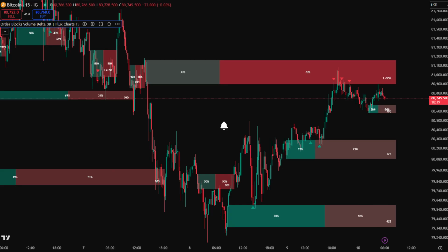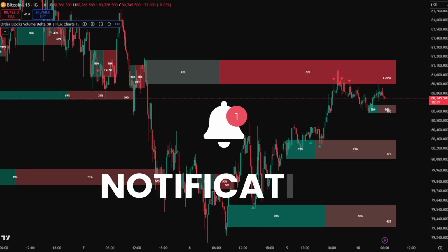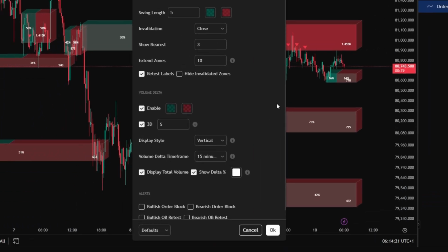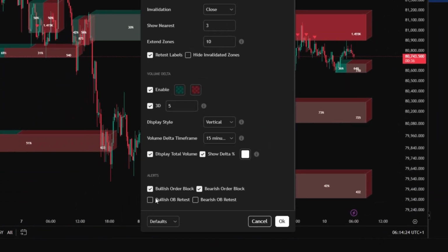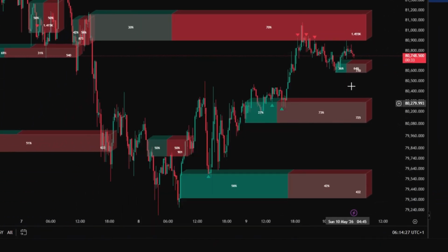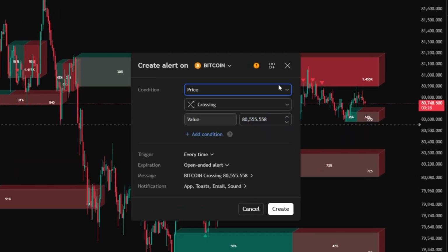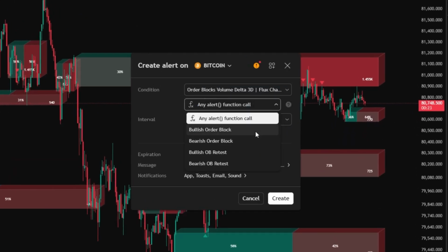You can also configure alerts so you get notified when a new block forms or when a retest occurs. To set these up, go into the indicator settings, select the alert conditions you want, then open the alerts panel on TradingView, point it at the indicator, and create the alert. From that point, you do not need to be watching the chart continuously to catch a setup.